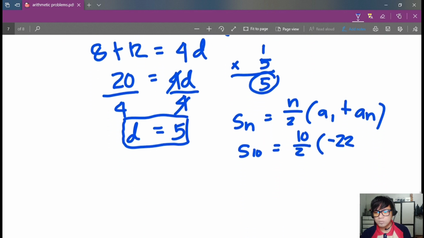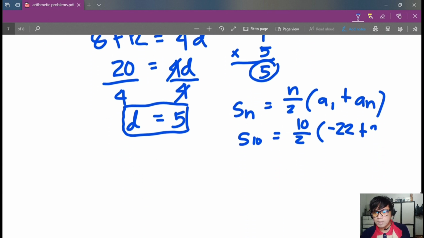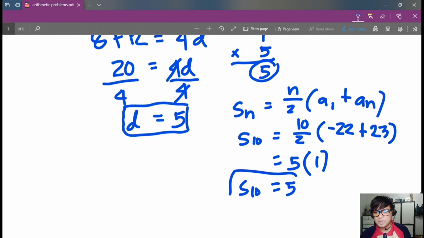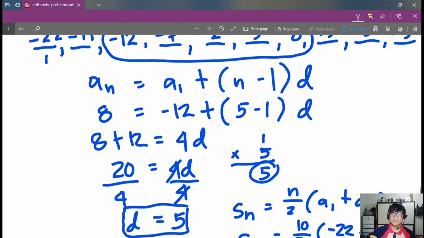Negative 22 plus 23, that's our last term there. So, that's 5 times negative 22 plus 23, which is 5.1. So, the sum of the first 10 terms is 5. Okay? So, that's our solution.